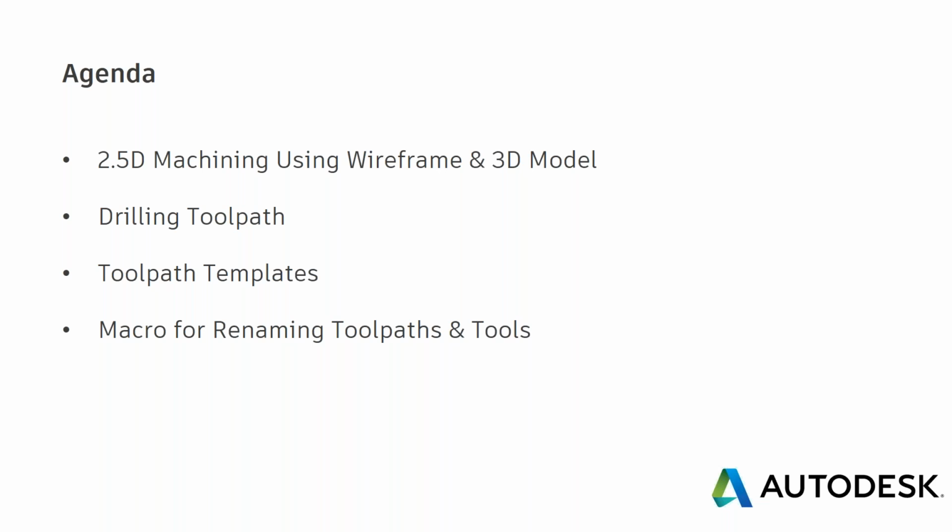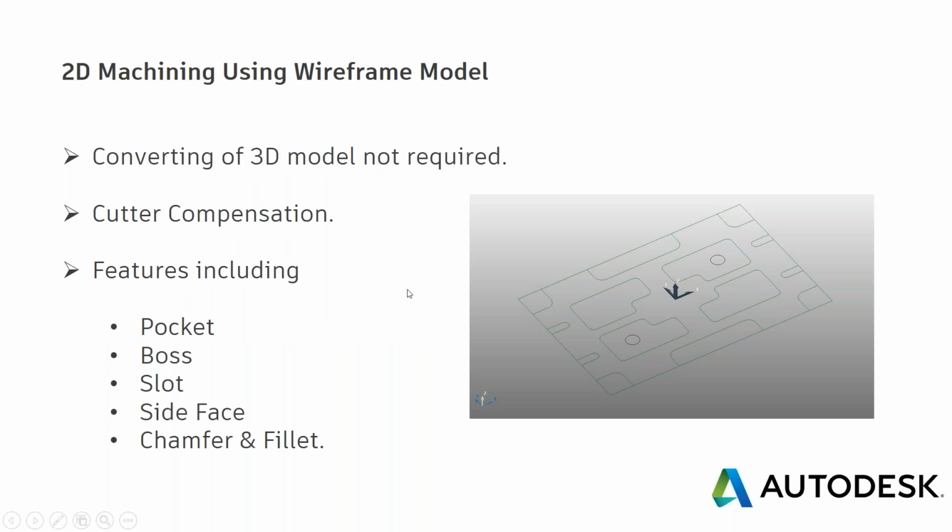Then we will move into toolpath templates, how to create and how to customize them. Then the final session is renaming of toolpaths and tools, because this was requested by some of the users. They are facing difficulty in renaming the toolpaths and tools. So we move into our first example, which is 2D machining using a wireframe model.